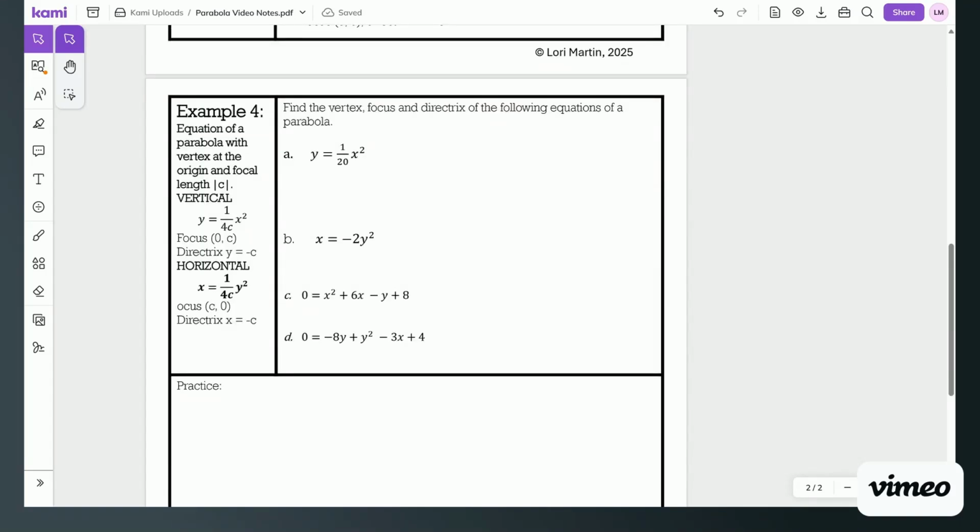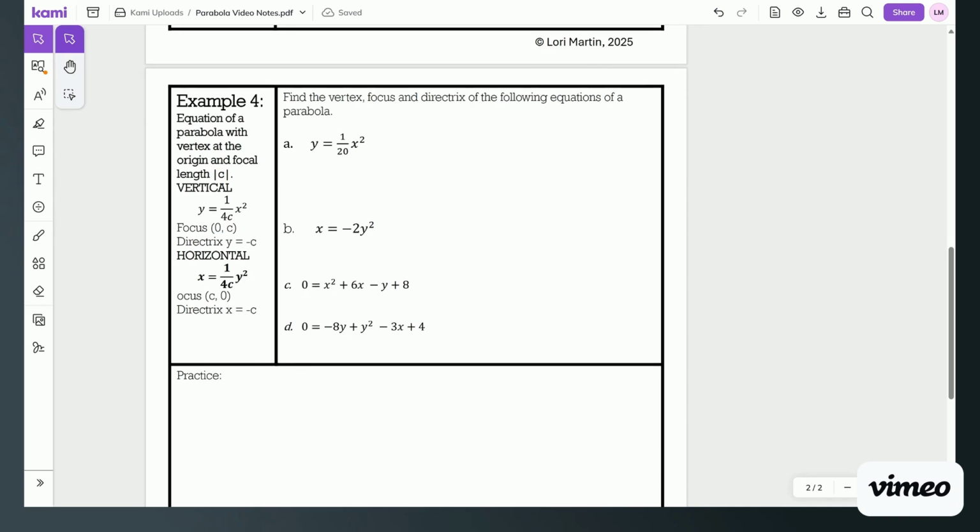All right, so now I'm giving you equations, and you're going to find the vertex, focus, and directrix. So all of these, well, A and B, the vertex is at 0, 0, because I don't have parentheses with the x squared. I don't have anything over with the y. So my vertex is at 0, 0.